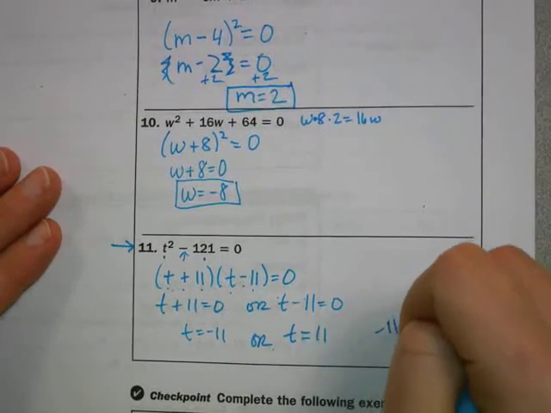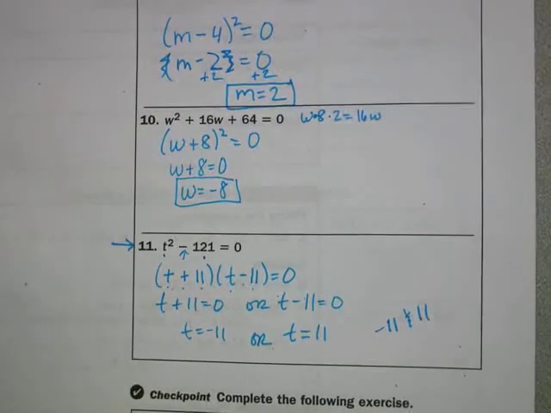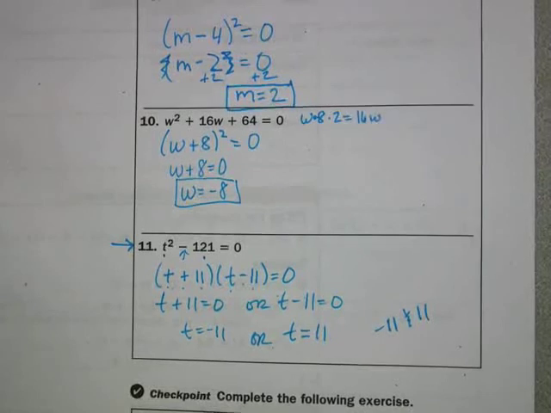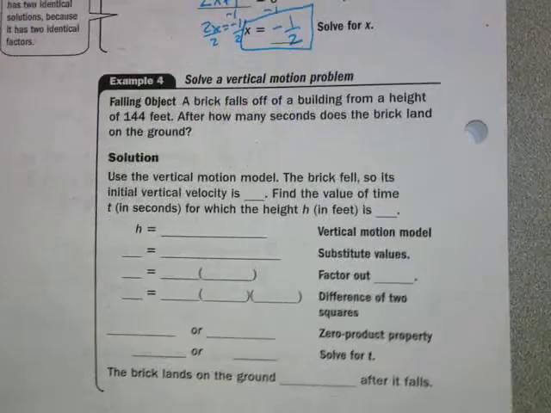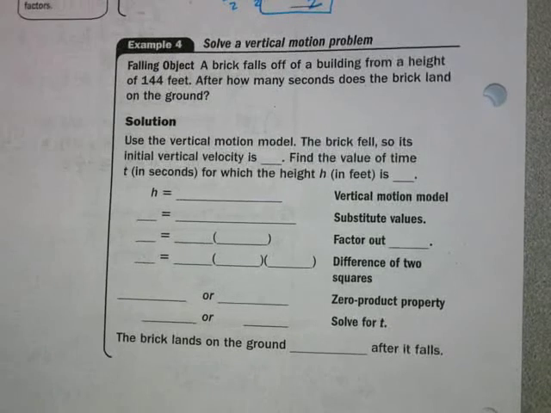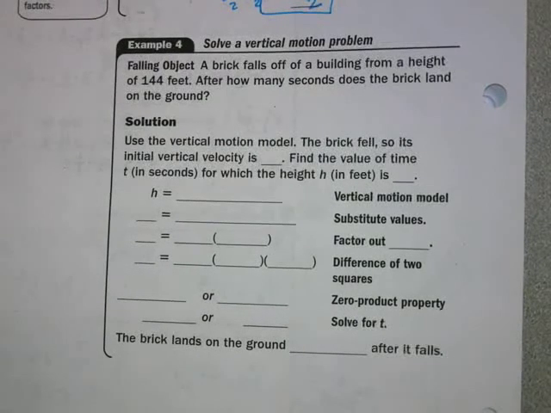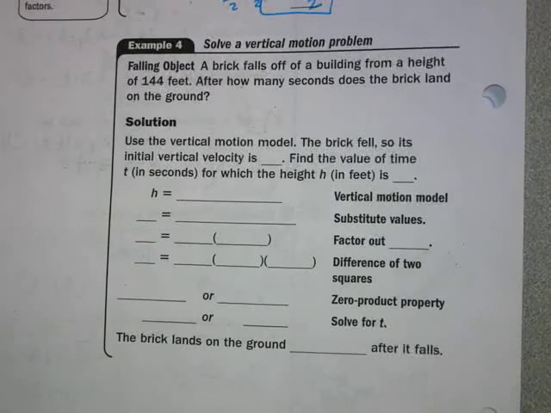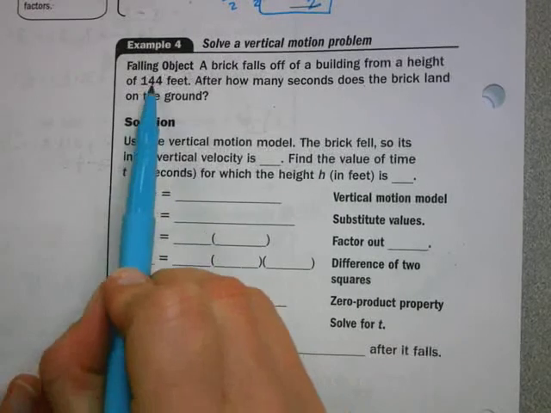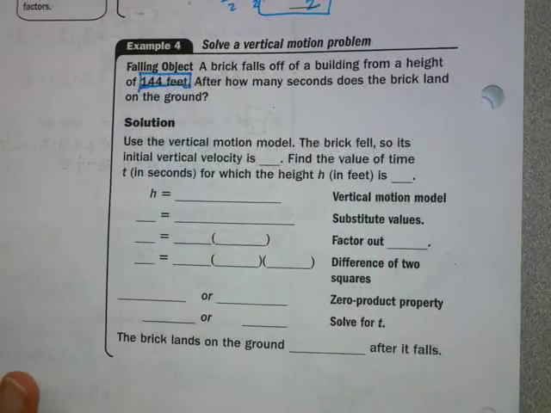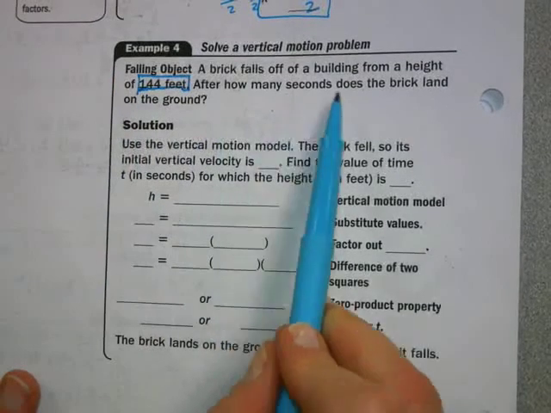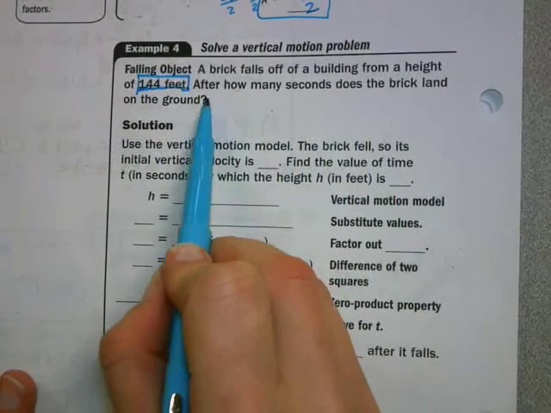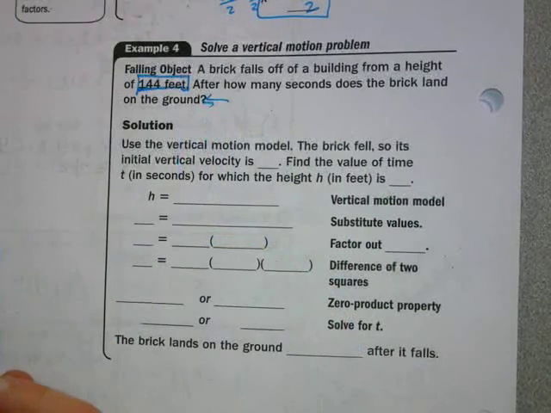Let's go back to our vertical motion model problem. We're going to see this for the rest of the year, so just start to embrace it. Okay, so we have a falling object, and it says a brick falls off a building from a height of 144 feet. So that's my initial height. Okay, initial height, 144. After how many seconds does the brick land on the ground? Ooh, I got another clue. What's the height of it if it lands on the ground? The final height is 0. That's 0 feet right there if it's on the ground.